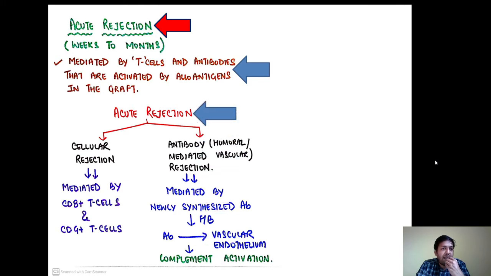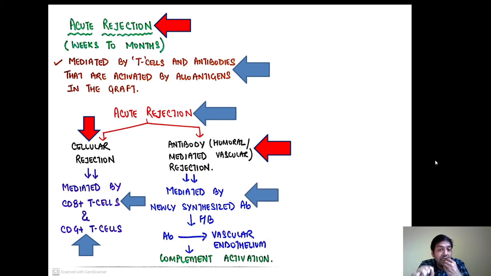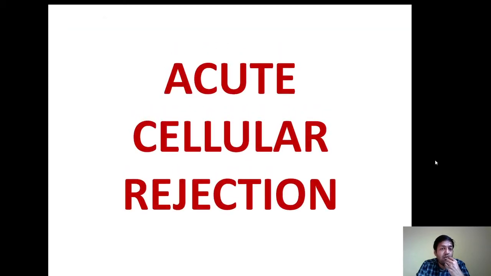So acute rejection can be divided into two types: acute cellular rejection, and acute antibody mediated rejection. So acute cellular rejection is mediated by the CD8 plus T cell as well as the CD4 plus T cell, whereas the antibody mediated rejection, or the humoral or the vascular rejection, is being mediated by the newly synthesized antibodies. See, the very important difference is these are newly synthesized antibodies, these are not preformed. Followed by the antibody which is attacking the vascular endothelium, ultimately causing complement activation. Okay, so there are two main types. So let us first see the acute cellular rejection.